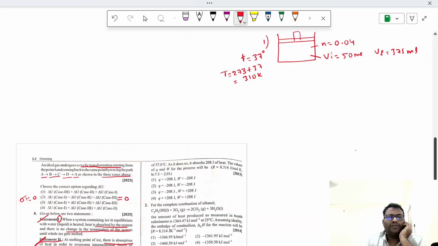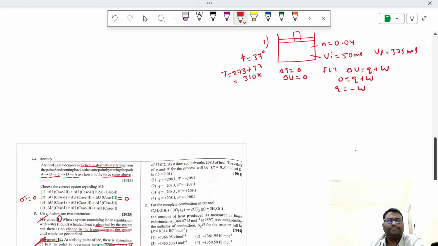As it does, it absorbs 208 joules of heat energy. The value of Q and W is asked. First of all, we have to remember that this process is happening at constant temperature. So when temperature is constant, delta T is equal to 0. If delta T is equal to 0, then automatically delta U is equal to 0. From the first law of thermodynamics, delta U is equal to Q plus W, right? So 0 is equal to Q plus W. Q is equal to minus W.